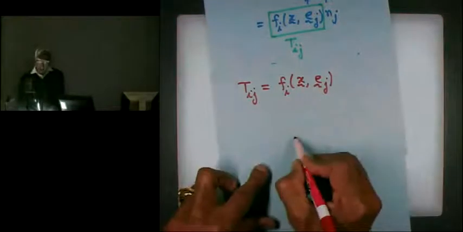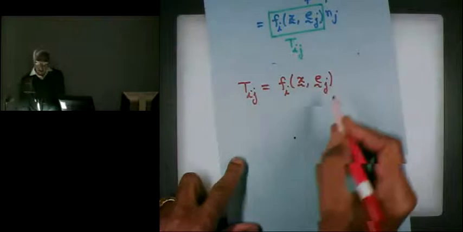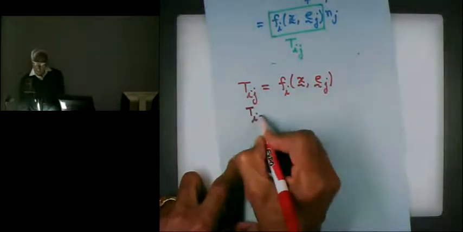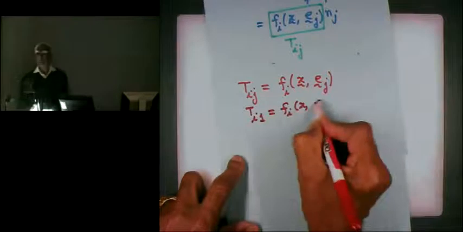Now, if I set j equal to 1, so I'm fixing the normal. I'm fixing the plane on which we are going to find surface tractions, or force per unit area.